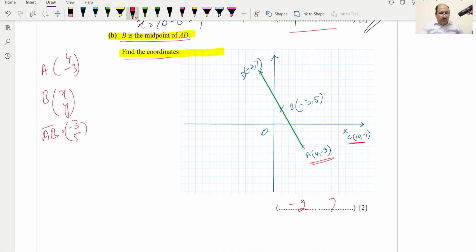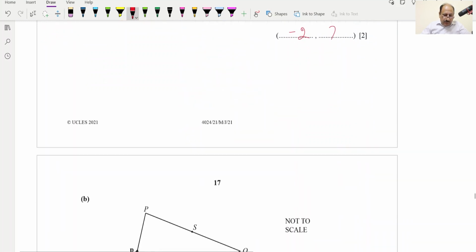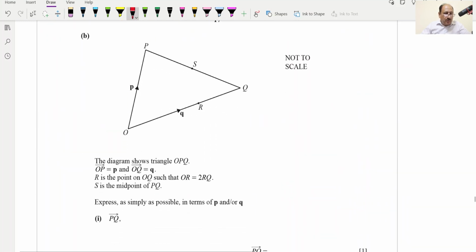This is a 2-mark question, but it requires a little explanation. If you are plotting without a graph, it will be a little difficult, but this is okay now. Now we can go through part B.